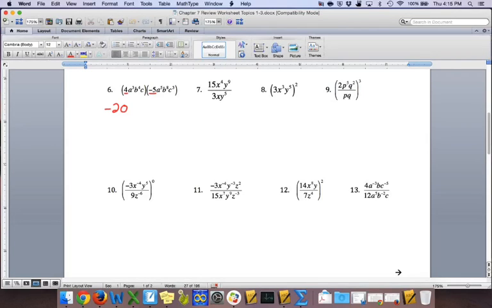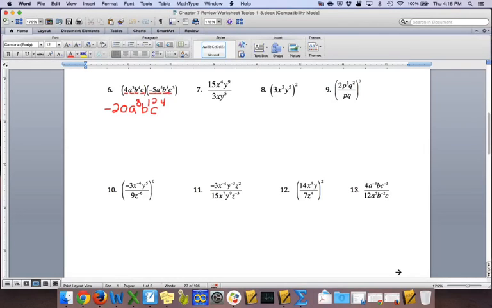We'll collect our a's. We have 3 of them here and 5 of them there. So that's a to the 8th. Collect our b's. That's b to the 12th. And finally our c's, c to the 4th.